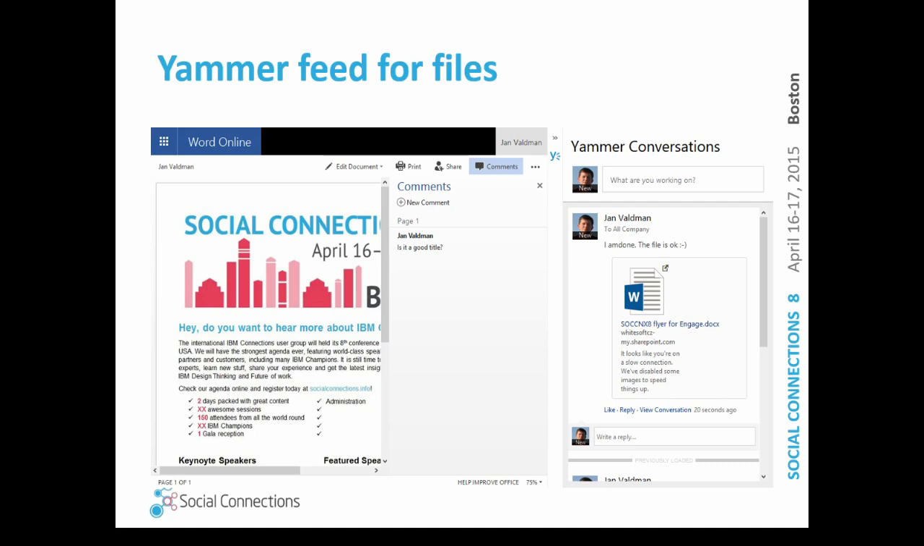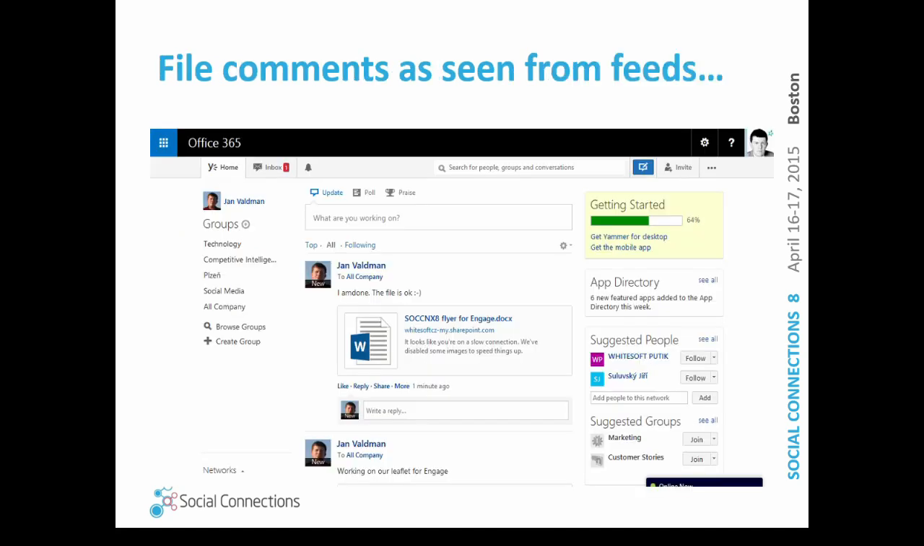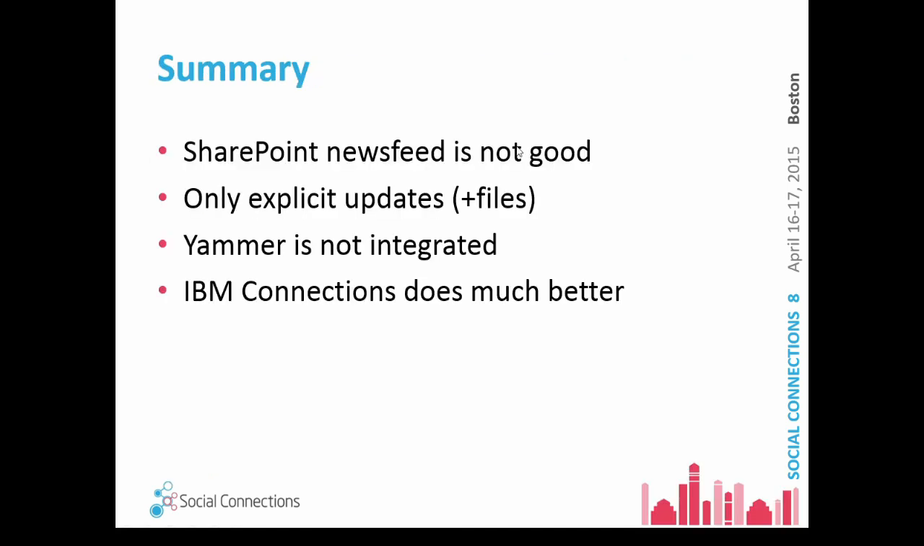If you use Yammer for commenting on files, your comments are part of your activity stream, so they are mixed with other conversation, which is okay, but maybe you don't want it this way. So regarding this scenario, you can see that the old newsfeed functionality is very poor, so you should use Yammer to get some proper updates. However, I think that IBM Connections does much better job here.